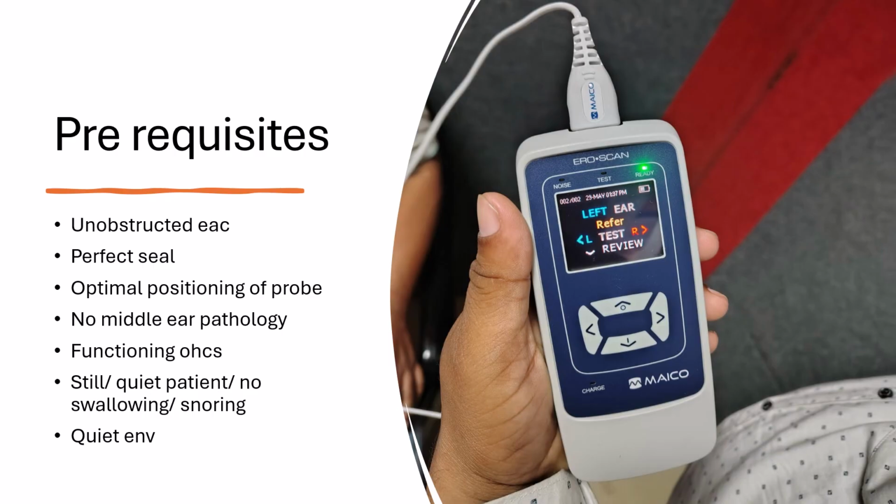Now, what are the prerequisites for OAE? To get a valid OAE, the ear canal first of all must be very clear, then the probe must seal well, and the patient must be still and quiet. No middle ear pathology should be present. Also, OHCs must be functional. If there is wax, fluid or a crying infant, OAE will be falsely absent.